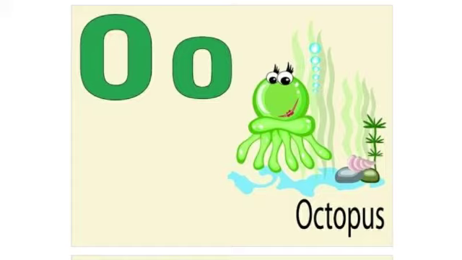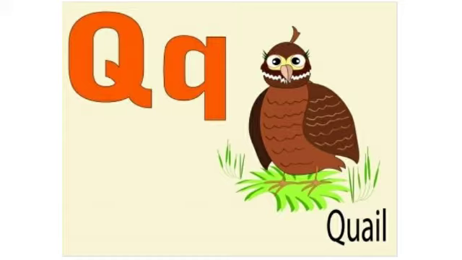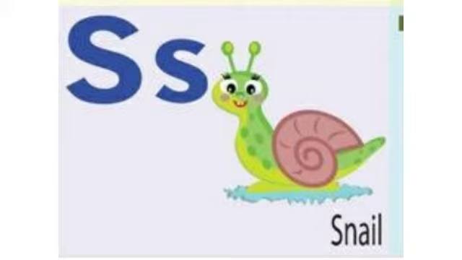O for octopus. P for penguin. Q for quail. R for rhino. S for snail.